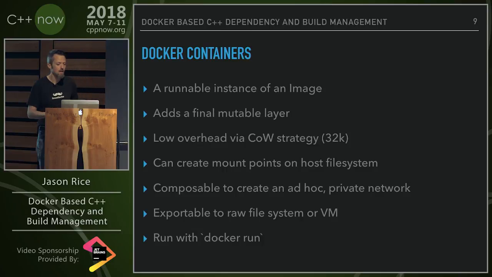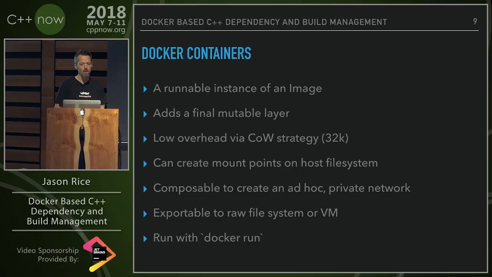So containers. A container is a runnable instance of an image, and basically it just adds a final mutable layer. When you run a container, you start out with the image that you're running, and then you can make changes to it, stop it, restart it, make more changes. It's kind of like an image, but they call it a container because it's mutable. The overhead is pretty low. It uses the copy on write strategy, and I believe the overhead is around 32K for a file system.